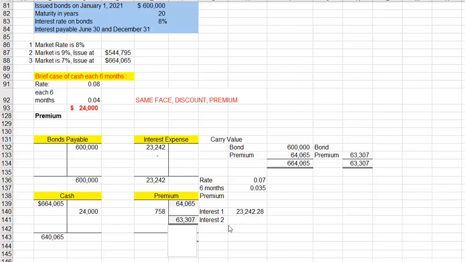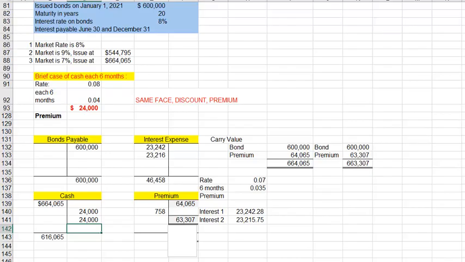Let's continue by calculating our interest in the December time frame. Our bond is equal to $600,000. Our premium is equal to this $63,307, a carrying value as shown here. What we're going to do is take our carrying value times our market rate for our new interest of $23,215. Let's update our interest T account here and also our cash. Same briefcase of cash as always, $24,000.